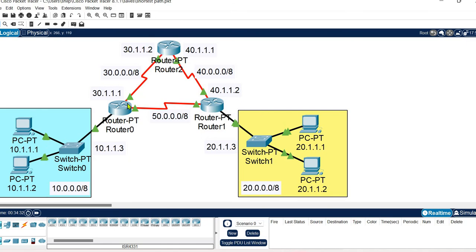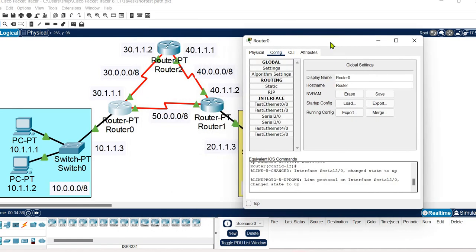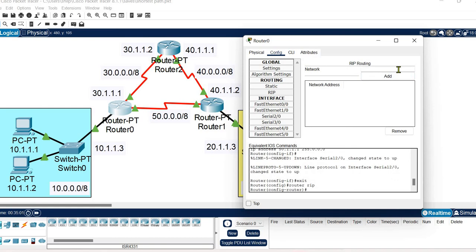For this, open router 0 first. As we have already learned, for dynamic routing we need to configure the router for the directly connected networks only. As we can see, router 0 is connected to network 10, network 30 and network 50. So we need to define the dynamic routing for these three networks only, the direct connections of router 0. So go to RIP, we are not going to configure the static routing.